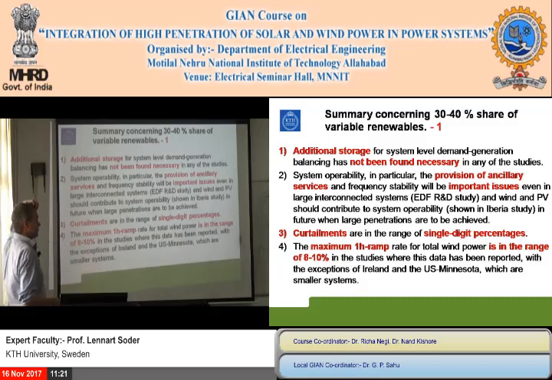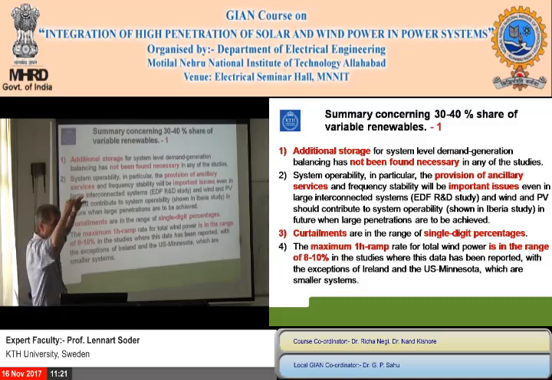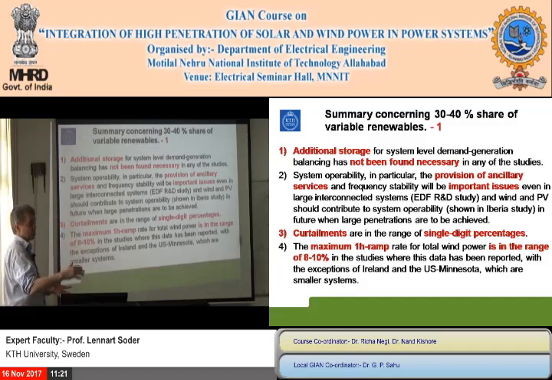So it may happen. On the other hand, there may be rules, as you have in Germany today, where batteries may be an option. But remember that system-level demand generation is only about the production side. We are not looking at the distribution system, because if you have a bad distribution system and a huge amount of solar power, it may be efficient to have batteries.